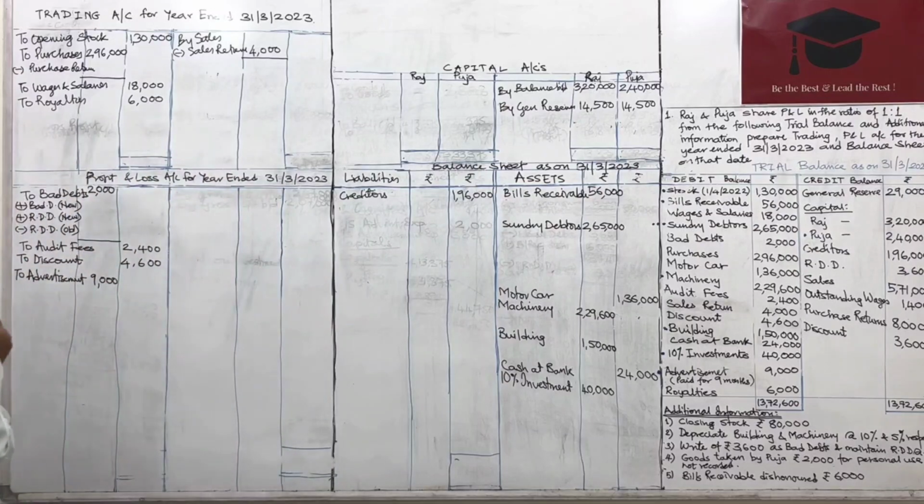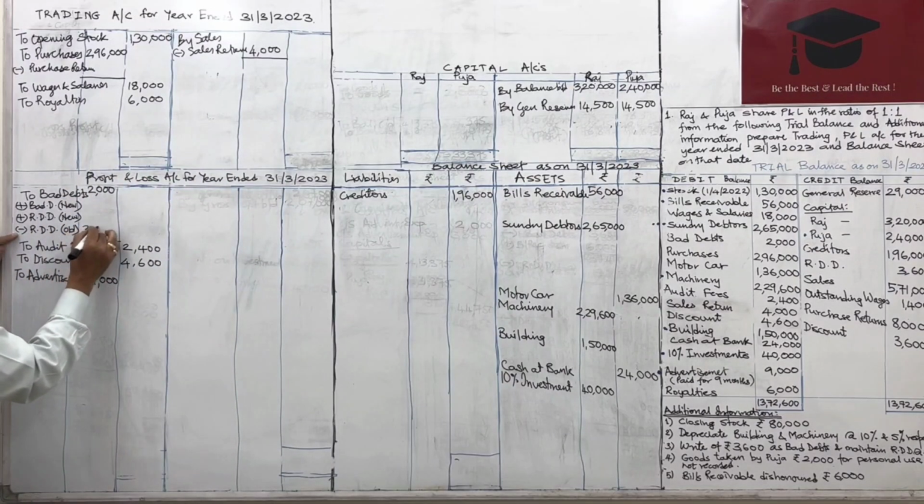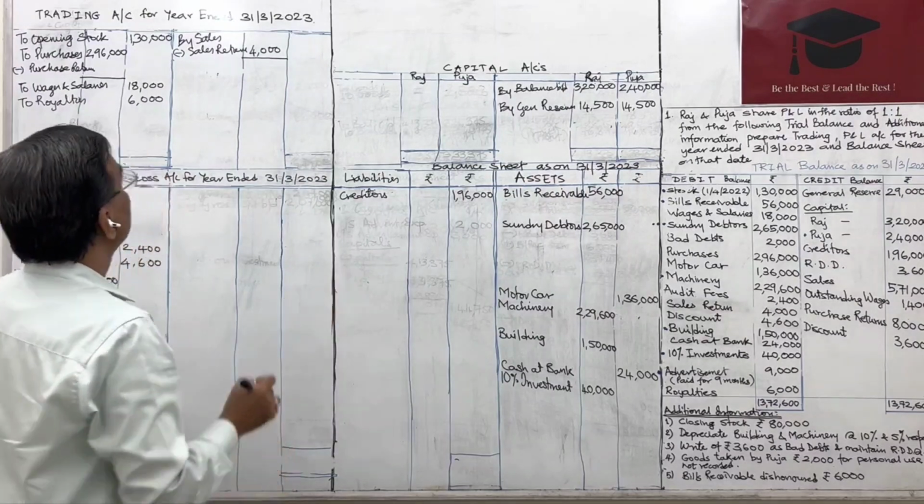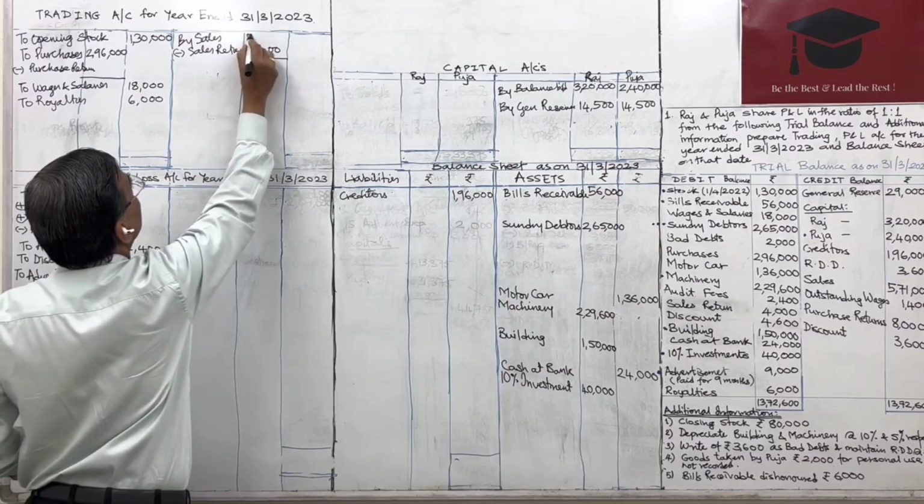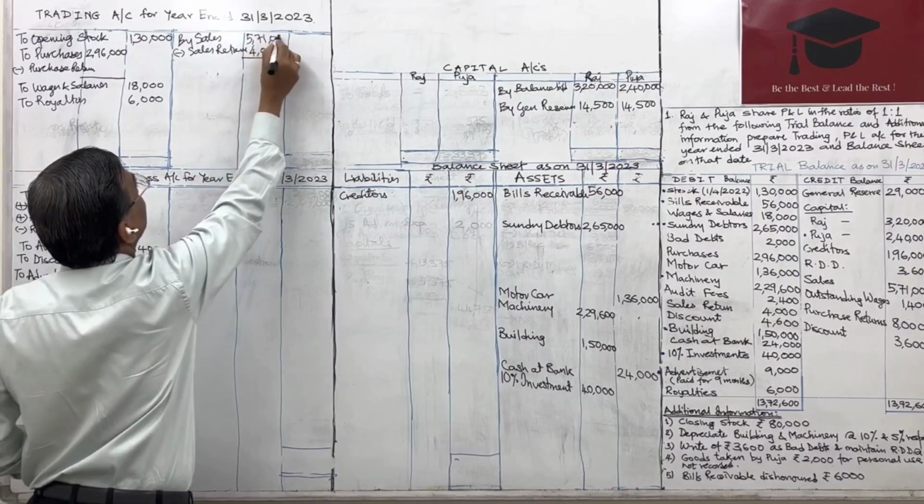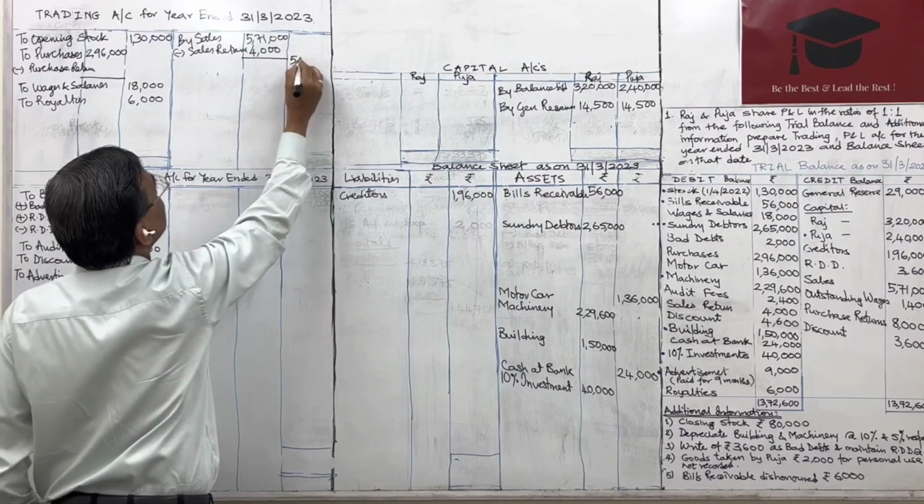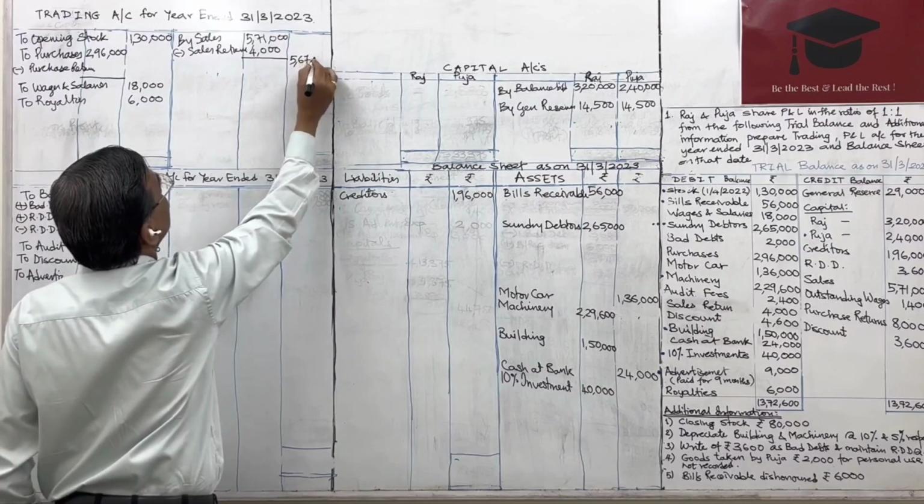Creditors will appear on the liability side of the balance sheet, and the amount is 1,96,000. RDD, that is the old RDD, will come in this format, 3,600. Then you are having sales, 5,71,000. So the difference goes to the outer column, 5,67,000.